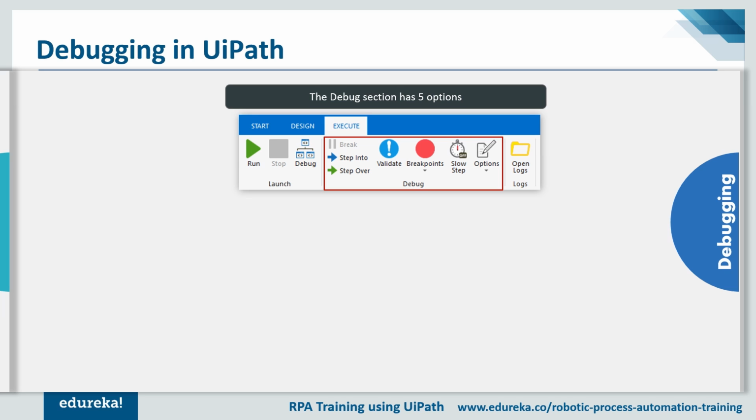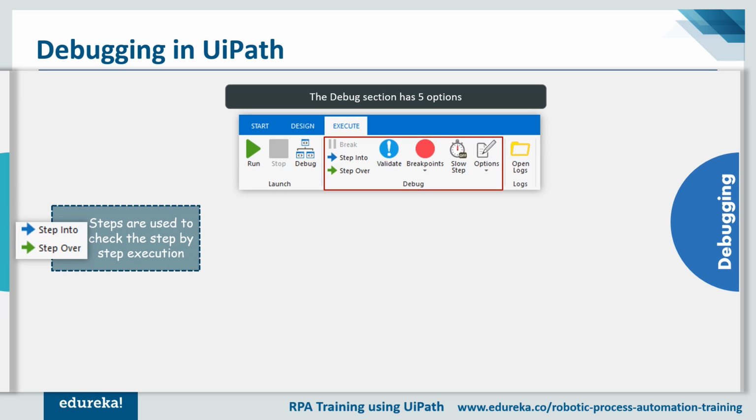Now moving on, the debug section has five options: the steps, the validate, the breakpoints, the slow step, and the options itself. Starting with the steps, they are used to execute your project step by step. When you click on step in, or you click on the step over, you'll see that you go to the next step and it waits. Wherever you have stopped your automation, when you click on step into, you'll see that you go to the next step and it again waits for you to click on to the next step, right? That's how you can see the step-to-step execution and move forward and debug your errors.